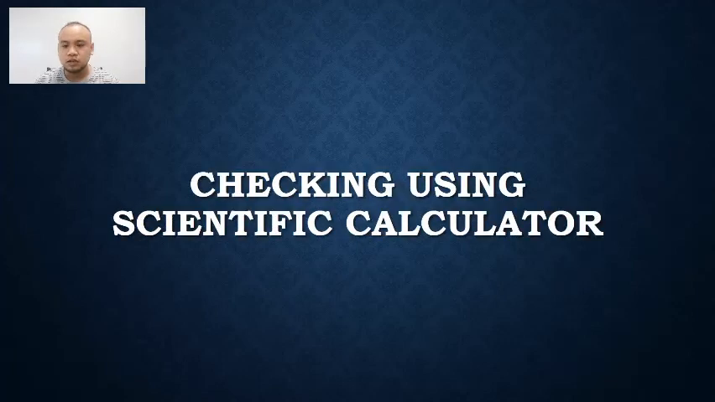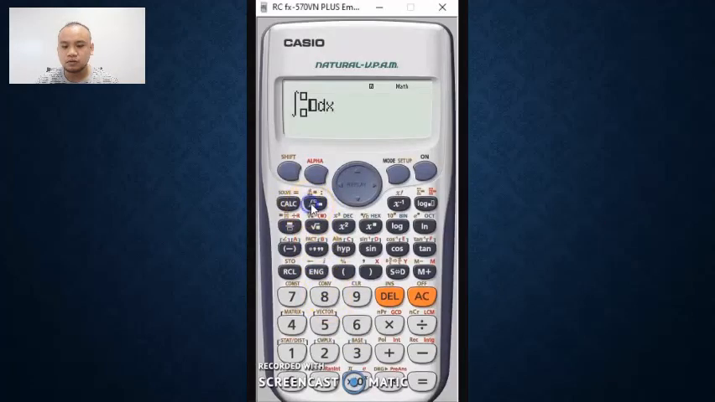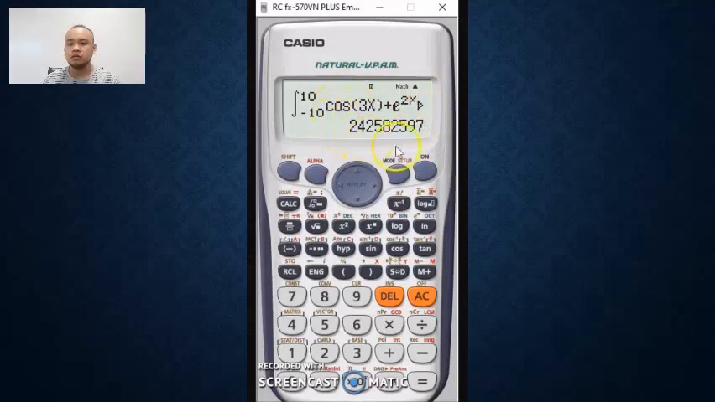And checking using scientific calculator, the integral of cosine 3x plus e raised to 2x from negative 10 to 10, and there you go, they have almost the same answer.